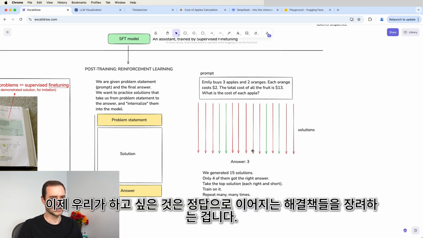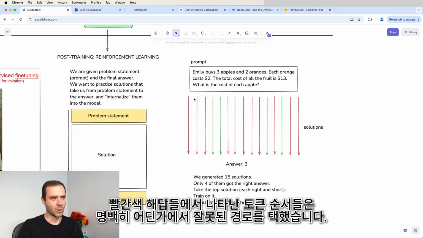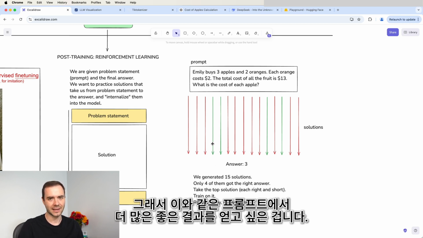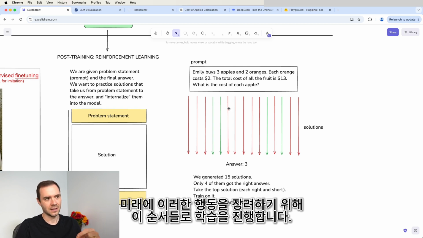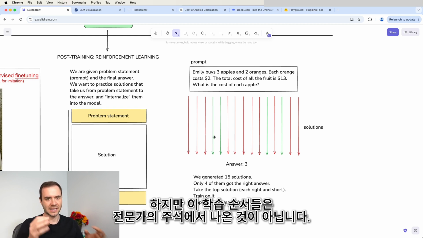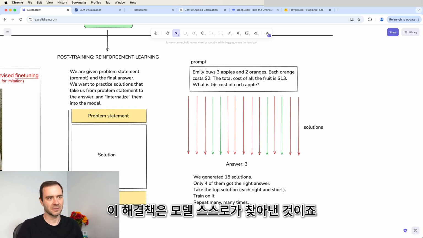Now what we want to do is encourage the kinds of solutions that lead to right answers. Whatever token sequences happened in these red solutions, obviously something went wrong along the way somewhere, and this was not a good path to take. Whatever token sequences there were in these green solutions, things went pretty well, and so we want to do more things like it in prompts like this. The way we encourage this behavior in the future is we train on these sequences. But these training sequences now are not coming from expert human annotators. There's no human who decided that this is the correct solution. This solution came from the model itself.